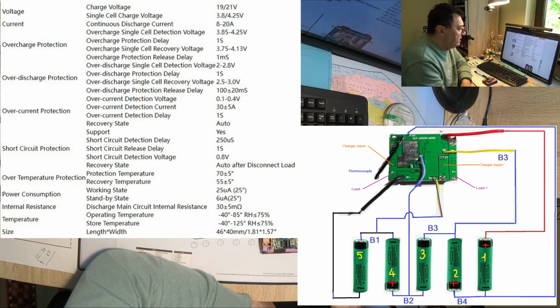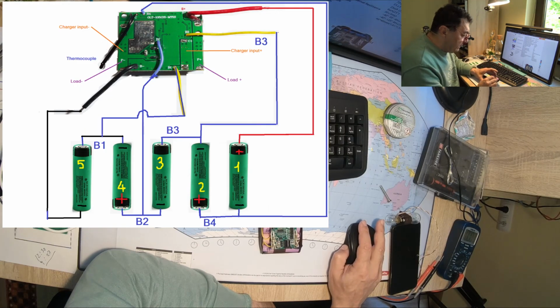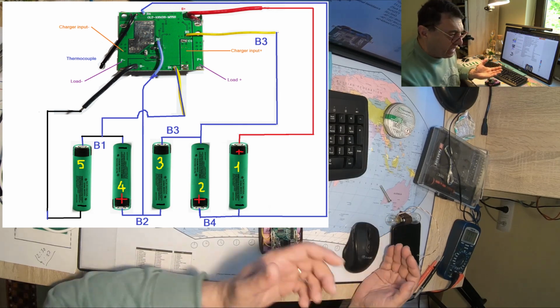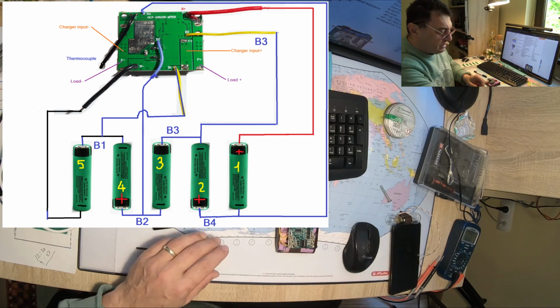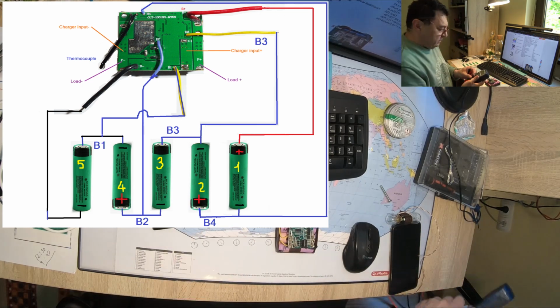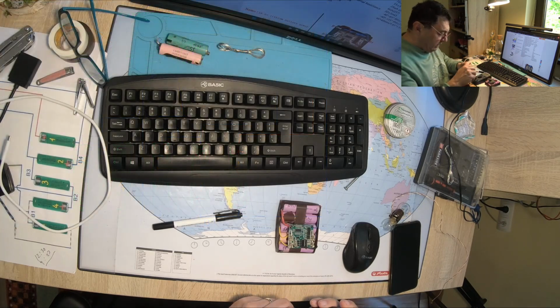0.8 volts recovery state auto. Okay, so it has a kind of auto recovery after disconnecting the load. Well, I'm sorry, but I didn't have that, I mean the shortcut protection. Shall we try that again? Of course, why not? So here I have my multimeter, 10 amps. Let's shortcut the output. We did that before.